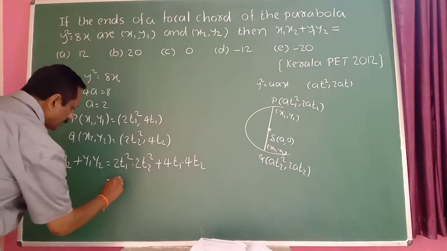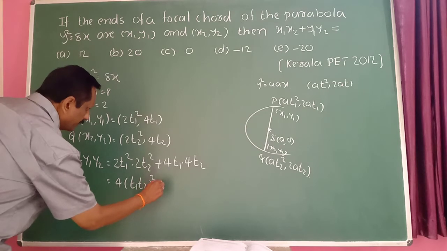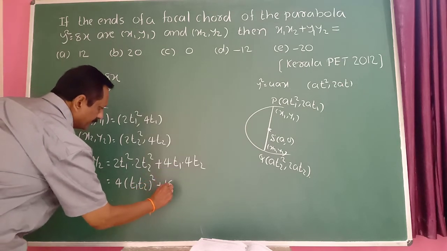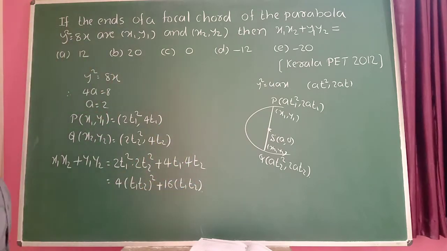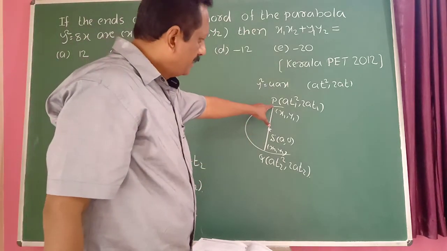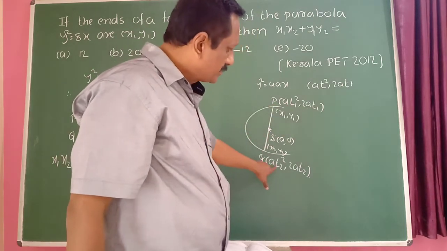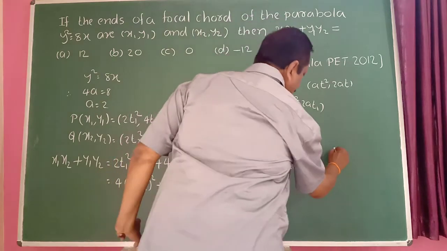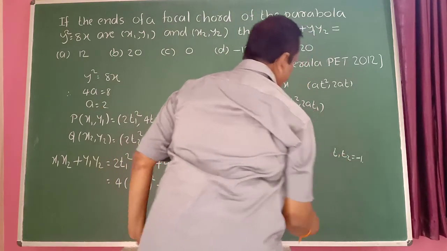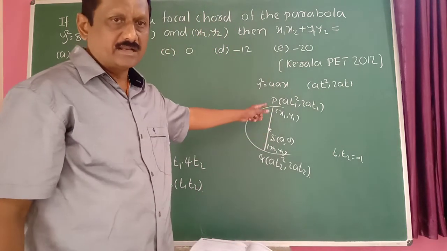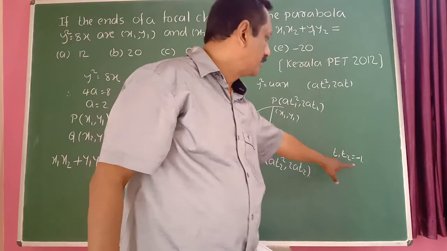Therefore 2 to the 4 t1 t2 square, then plus 4 4 is 16 t1 into t2 here. And you know that if the chord has the coordinates (at1², 2at1), (at2², 2at2), in that case t1 t2 is equal to minus 1 here. If these are the ends of the chord here, then this condition is satisfied here. t1 t2 is equal to minus 1.